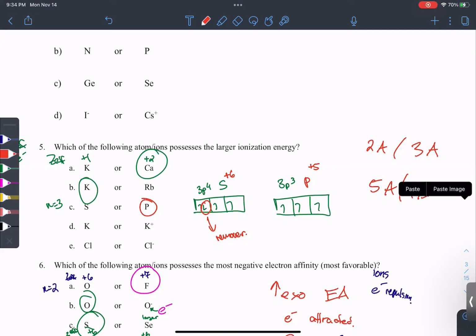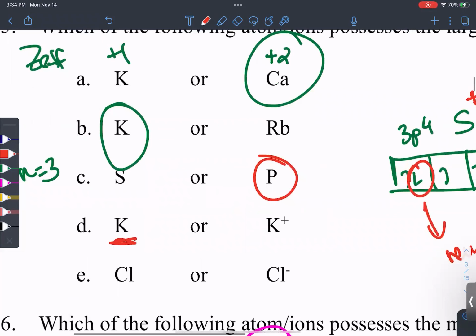All right. Next, removing an electron from K or K+. Yes, it's going to be much harder to remove an electron from K+ because it's already positively charged.